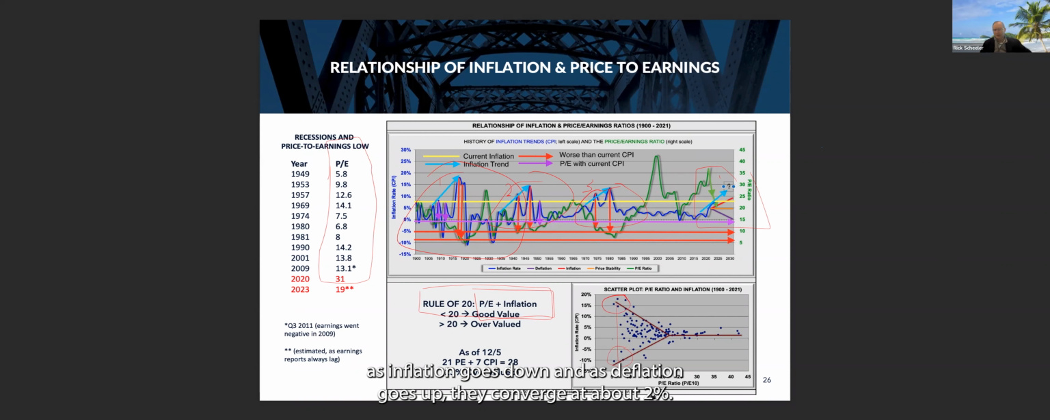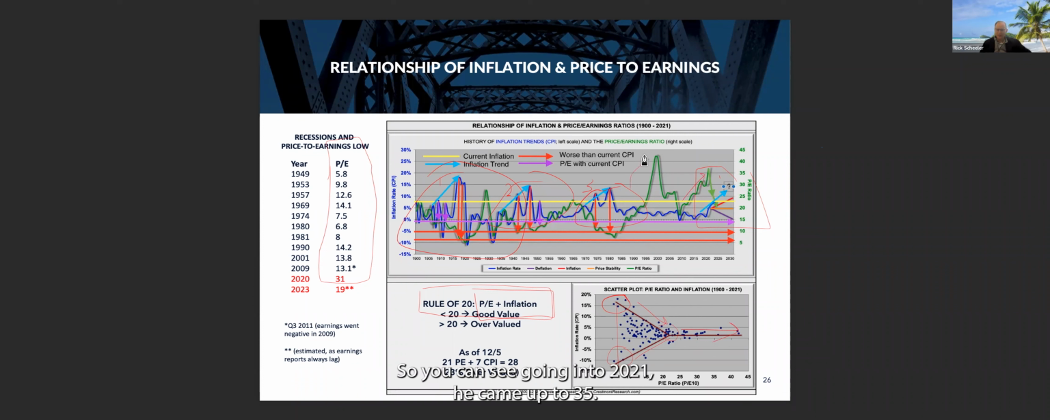As inflation goes down and as deflation goes up, they converge at about 2%. That's the optimal place to get the best returns. And the longer you can keep inflation at 2%, the higher the PE will go and the higher stock prices will go. And that's really what you saw with these surges right here: PEs went way up, and it creates a pretty big bubble.